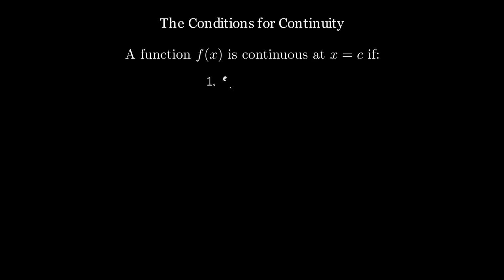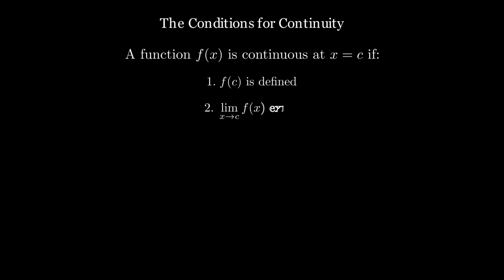For a function to be truly continuous at a specific point, say x equals c, it must meet three specific conditions. First, the function must be defined at c. This means that f of c must have an actual value. You can't have division by 0 or other undefined results.